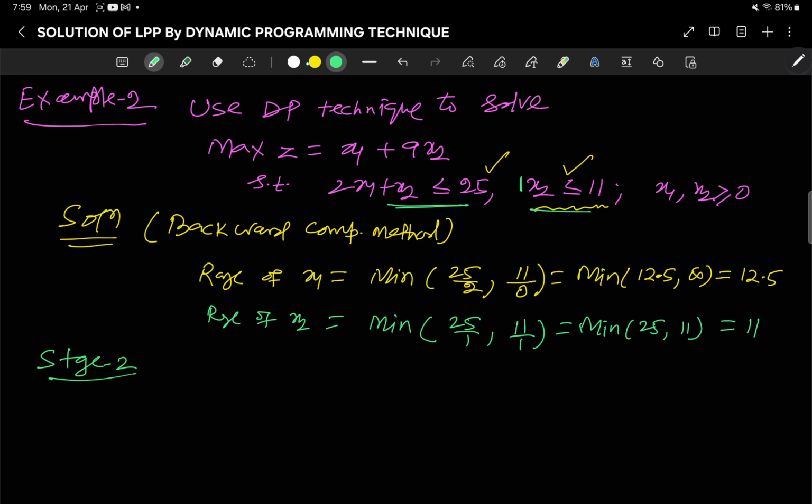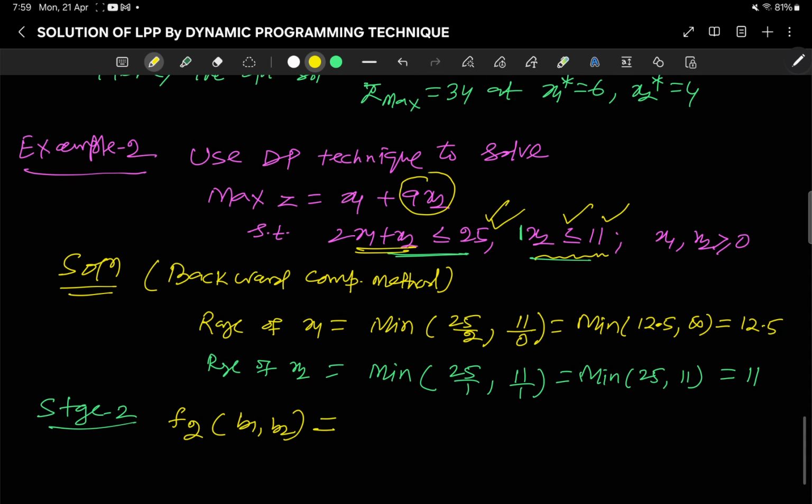At stage 2 I start with F2, B1, B2. Two resources here and two decision variables. That's why it is a two-stage problem. So this is equal to, we will start from the second variable, right?